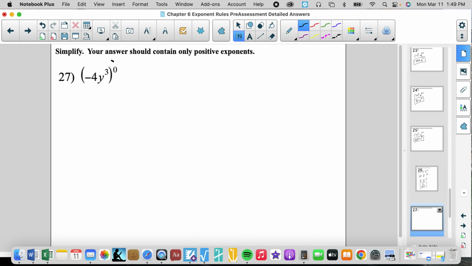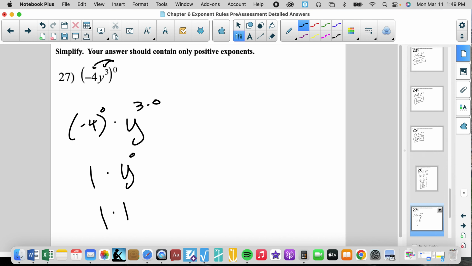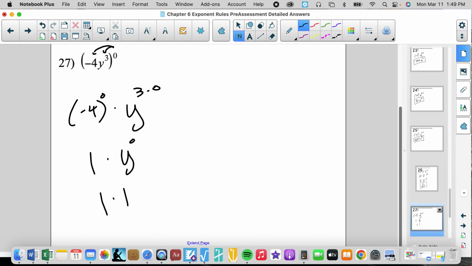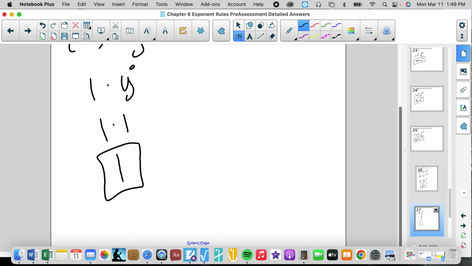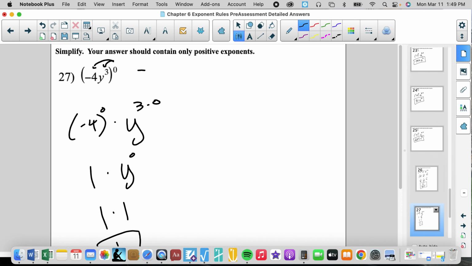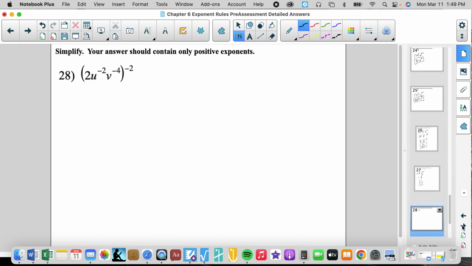We can distribute. So we have the quantity of negative 4 to the 0 times y to the 3 times 0. That's going to be 1. That's going to be 3 to the 0, or y to the 0, which is 1 times 1, which equals 1. And we should know it is 1 because we have the quantity to a 0 power, which equals 1. So we can jump. That's the number sense right there.